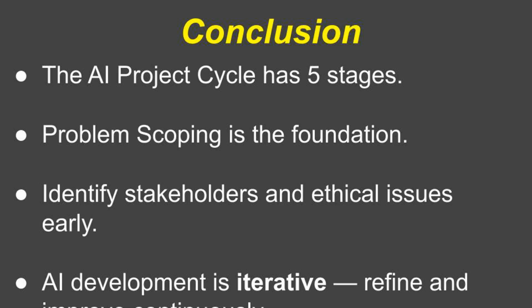To summarize, the AI project cycle helps us structure our thinking while building AI solutions. It's not just about coding or data, it's about understanding problems, people, and ethics. Always remember, AI should solve meaningful problems responsibly, and improvement is a continuous process.